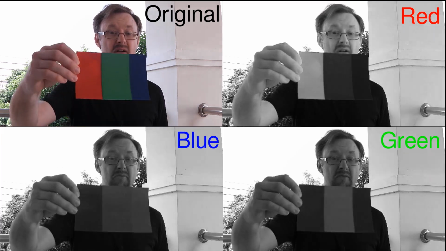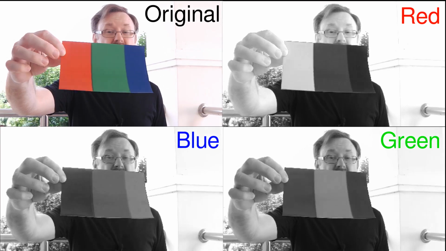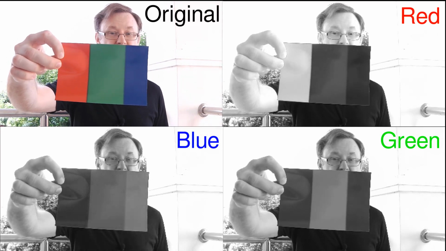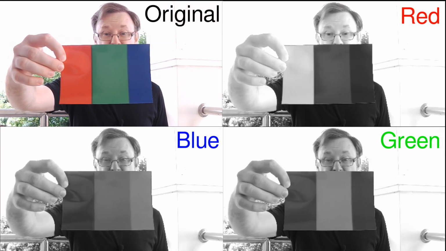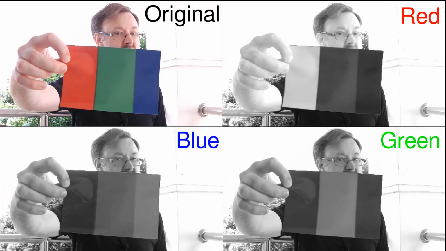In fact, if I hold up my colored image again, we can see how that works. You can see that in the red image, the red is greatly exaggerated. In the green image, the green is the brightest, and in the blue image, the blue is the brightest, exactly as we would expect. So what can we actually do with the principal components?